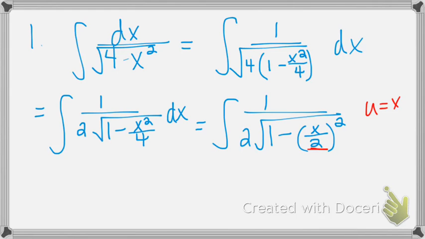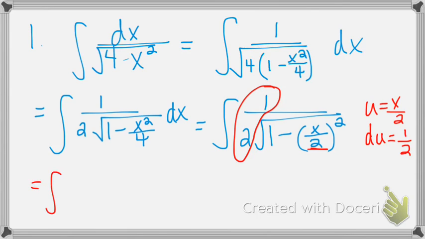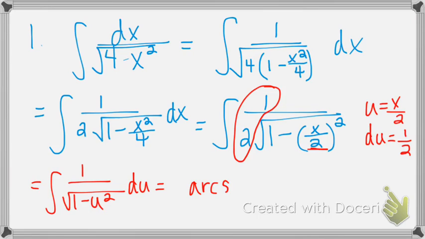U is x over 2. So du is a half. And then here's the half, so I don't need to add anything in there. So this is the integral 1 over square root of 1 minus u squared, which is arc sine of u. And then I can substitute what u was.